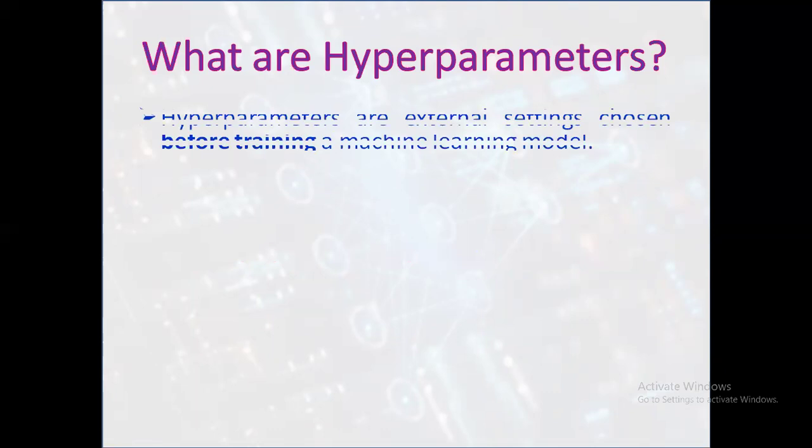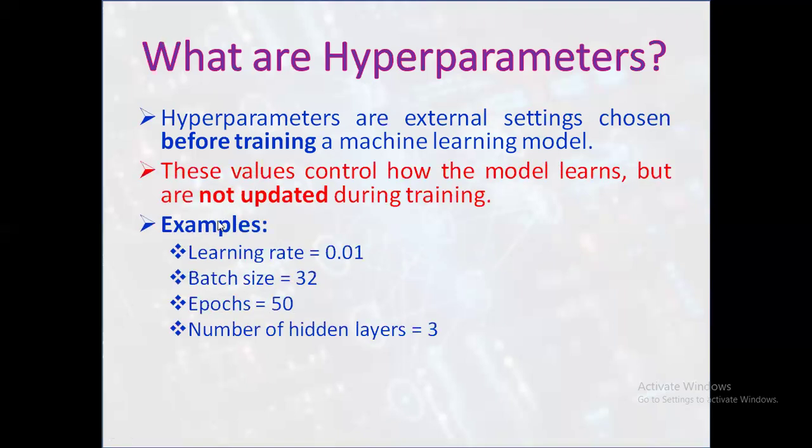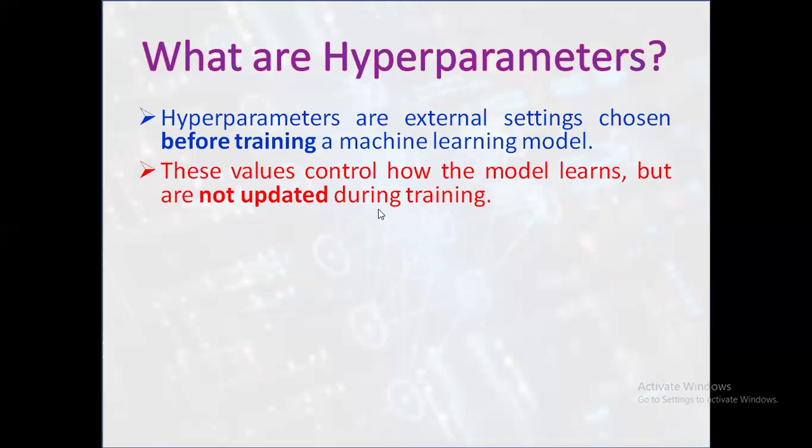First, what are hyperparameters? Hyperparameters are external settings chosen before training a machine learning model. That means hyperparameters are configuration options that are set manually before the learning process begins. These are not derived from data but are defined by the developer or researcher to control how the training process unfolds. Next, these values control how the model learns but are not updated during training.